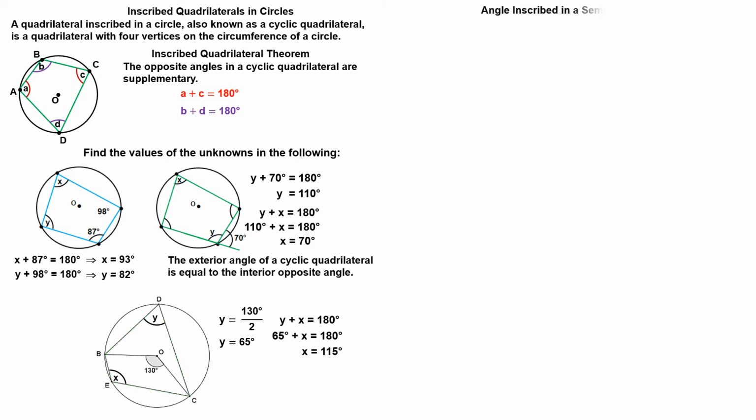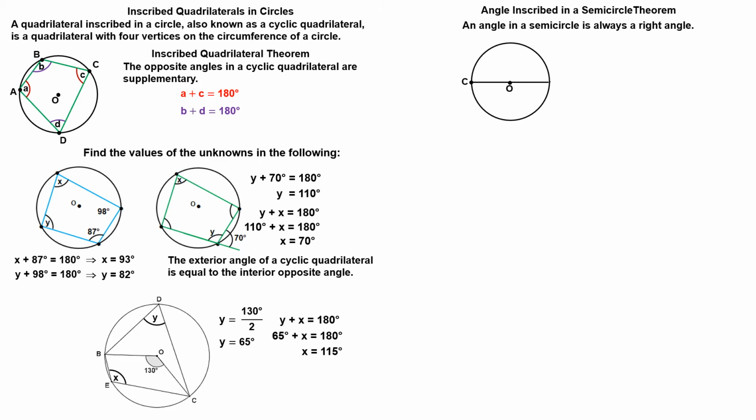Angle inscribed in a semicircle theorem. This theorem states that an angle in a semicircle is always a right angle. To prove the theorem, we will draw a circle with its center at point O. We draw the diameter BC. A diameter cuts a circle in half, forming a semicircle. If a circle is 360 degrees, then a semicircle is 180 degrees. We now inscribe an angle in a semicircle, and we want to prove that angle BAC is a right angle.